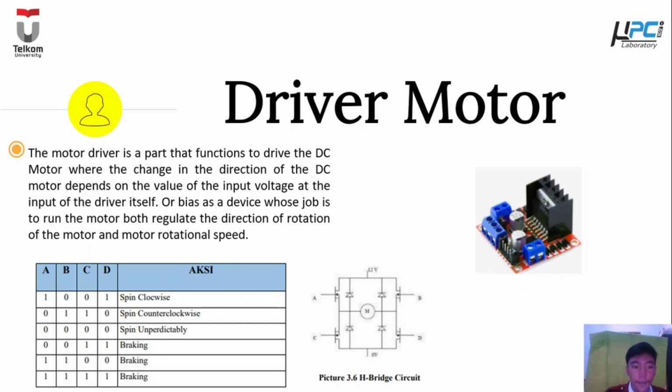Then next, what if the value of C and D is 1? The motor will brake, and when the value of A and B is 1, it's the same, it will brake. And what if the value of A, B, C, and D is 1? The motor will be braking.